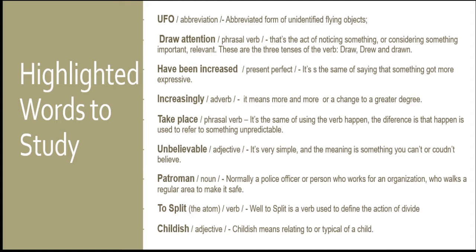Next, have been increased. This is an example of the use of the present perfect. It's the same as saying that something got more expressive. For example, when you have a more expensive electricity bill this month, compared with last month, we can say that the electricity bill has been increased from one price to another more expensive price, right? So the electricity bill has been increased. That is the present perfect expression, have been increased, right?